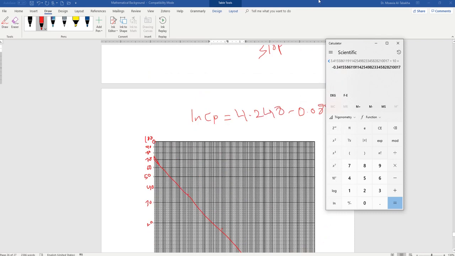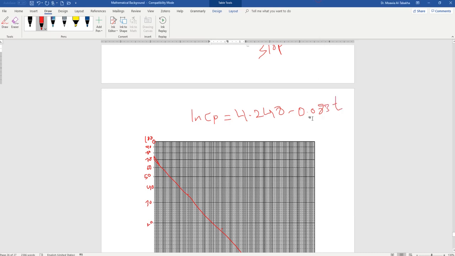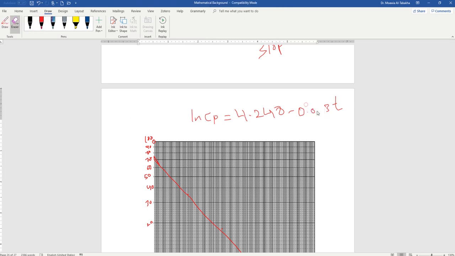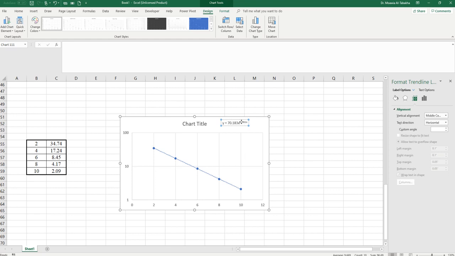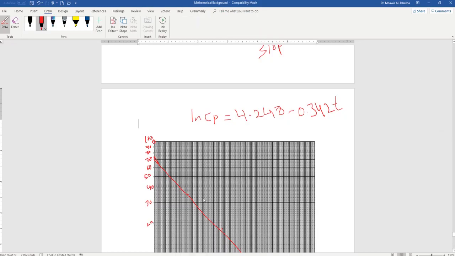So minus 0.342. Now, if you compare this to Excel, minus 0.342, it's very close to this one. So what we have done is very close to the accurate calculations that you see here. So what we have done in the graph is very close.